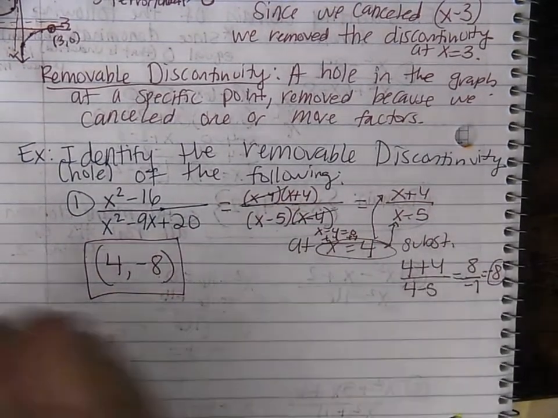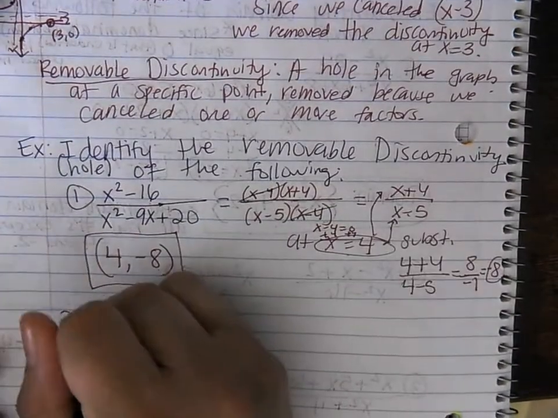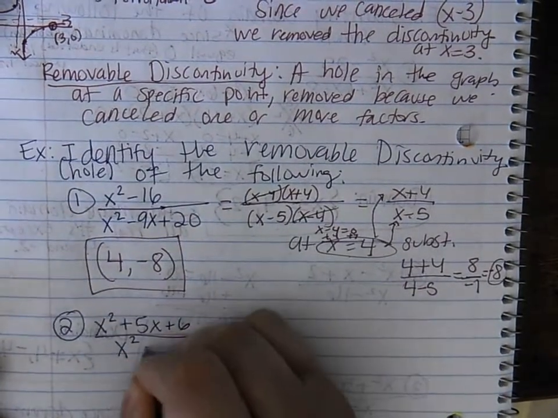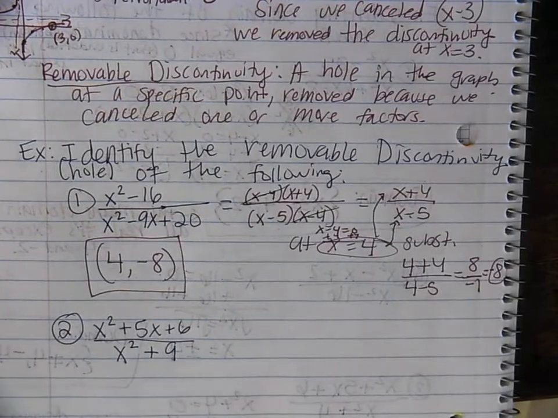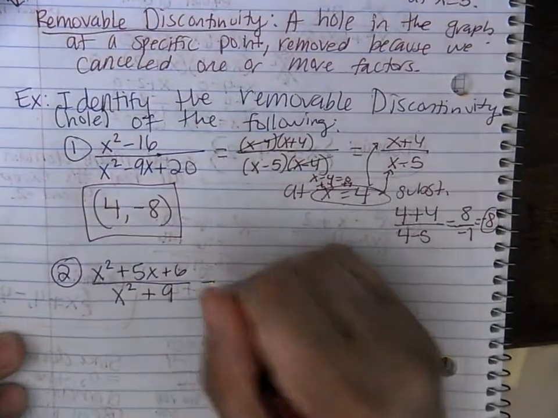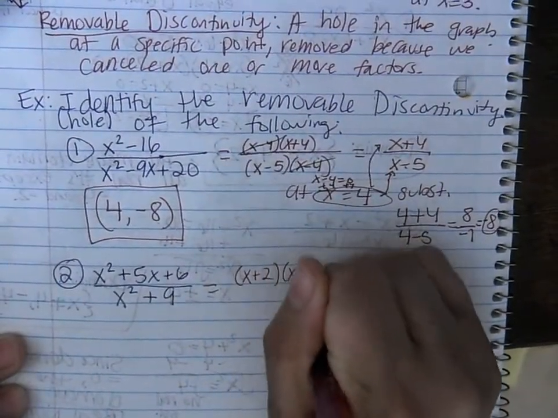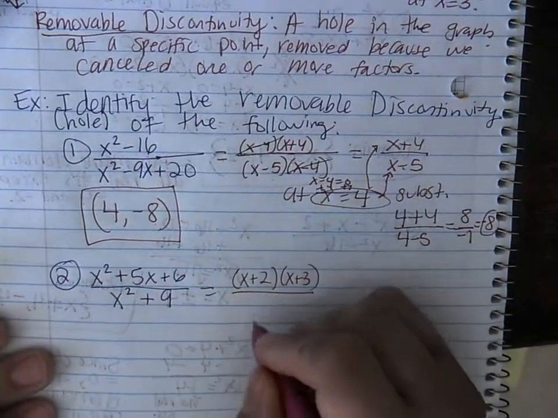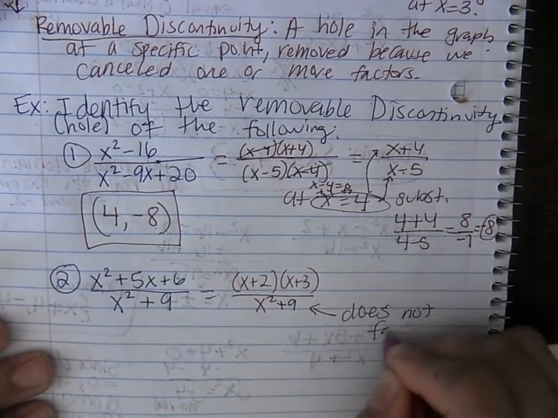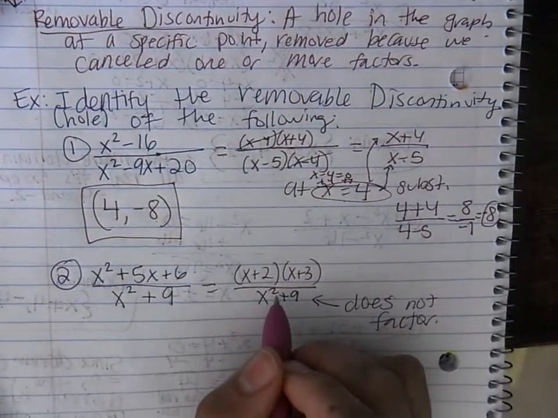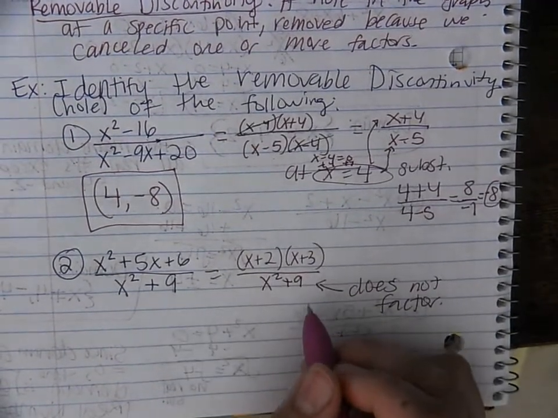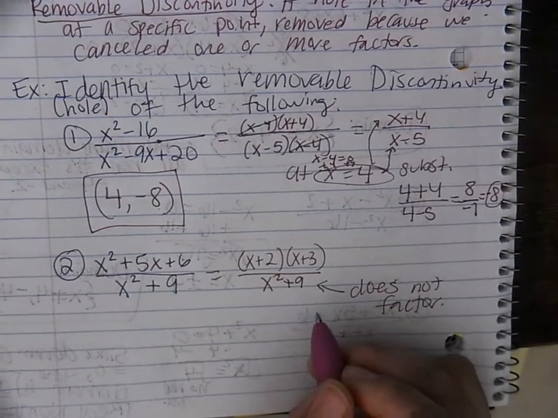All right, let's try one more, and then we'll be all set here. x squared plus 5x plus 6 divided by x squared plus 9. For this one, you're going to start off by factoring. So we have the top factors as (x plus 2)(x plus 3), but the bottom does not factor. We can say it does not factor. Because remember, it has to be x squared minus 9 for it to factor further as (x plus 3)(x minus 3). This is a sum of two squares, which we don't factor any further.